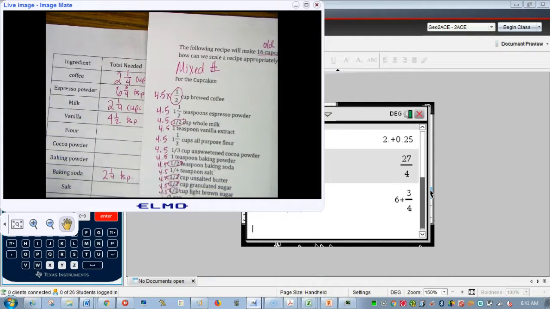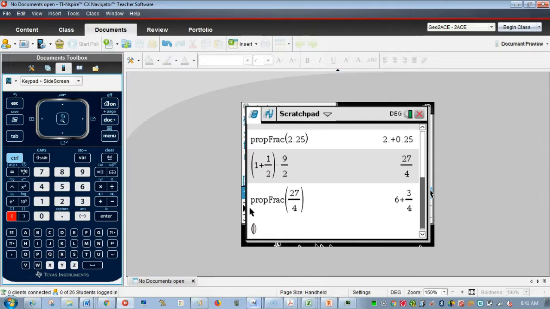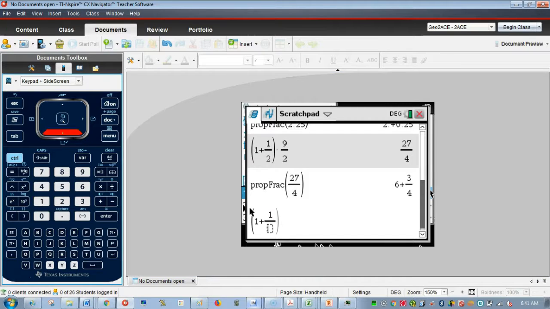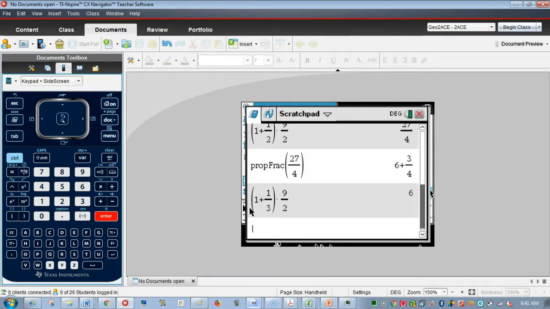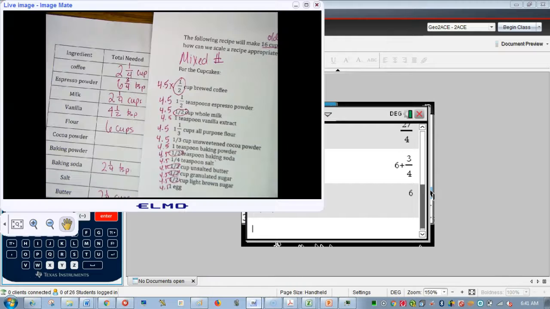Flour, I have 1 1/3, so I go 1 1/3. I get out of my parenthesis, and I'm going to multiply it by, again, you can either do 9/2 or 4.5. Okay, I need 6 cups of flour. All right, so I just wrote 6 cups of flour in there.